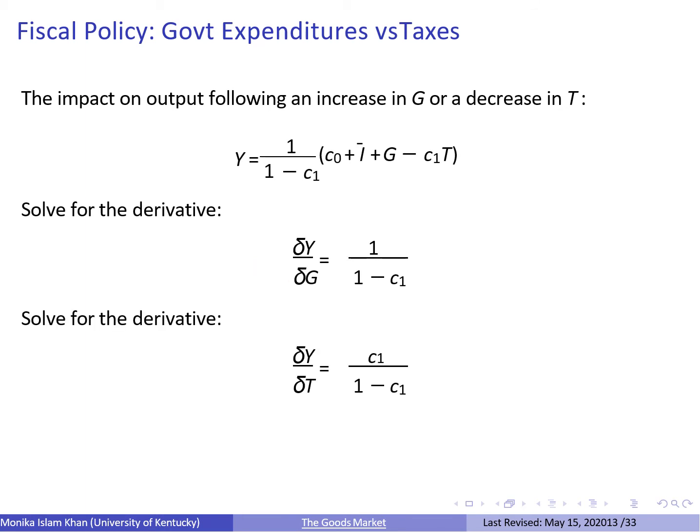Similarly, we can find out the effect of a change in taxes on output by differentiating y with respect to t, and we get C1 over 1 minus C1. Since differentiating gives the change in the numerator for a 1 unit change in the denominator, the derivatives in this slide are the same as the increase in output in the last slide.